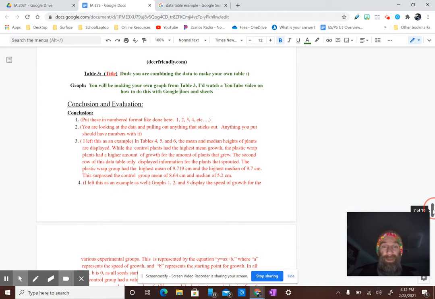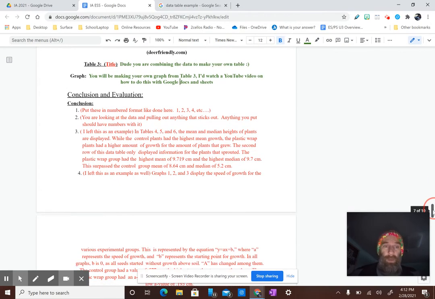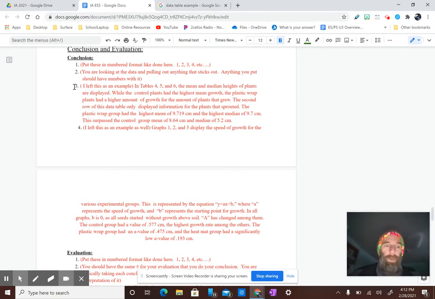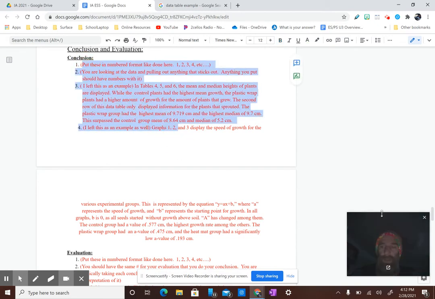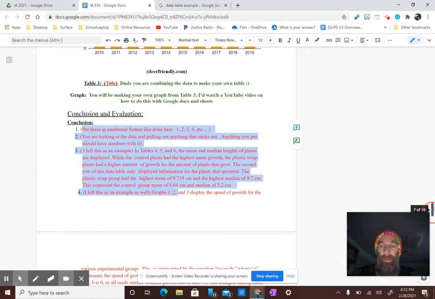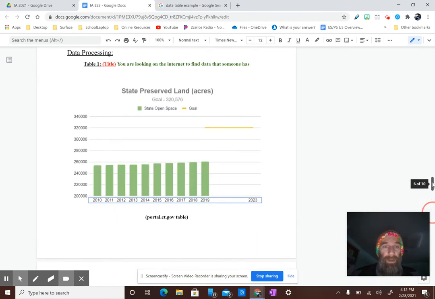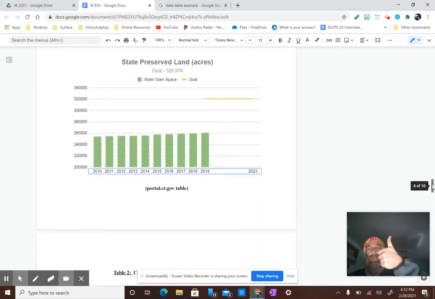Now, the conclusion and evaluation. Here's what we got. Conclusions right here are almost like observations of the data. So as I'm going up here, I could probably get about 5 off of this. State preserved lands, first observation or conclusion: they're well below their goal. They want to get up to 320,000. Right now they're at 260,000.